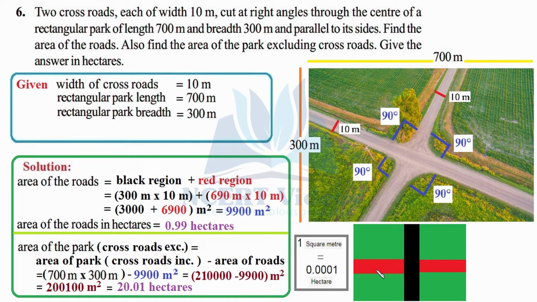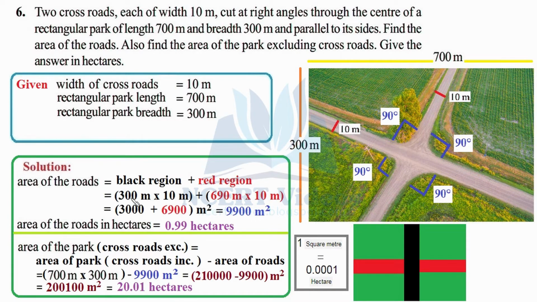What is red region? This is the complete length, but here we don't have this part because we have already calculated it in the black region. This is the only trick in this question or in these types of questions. So we have to subtract this width from the length. This is 10 meter, so actually it was 700 minus 10, that is 690 meter, multiplied by width, which is 10 meter. Now it's a matter of solving.